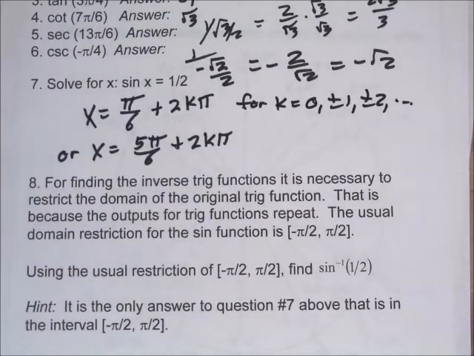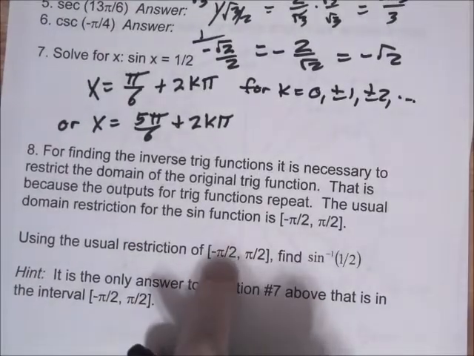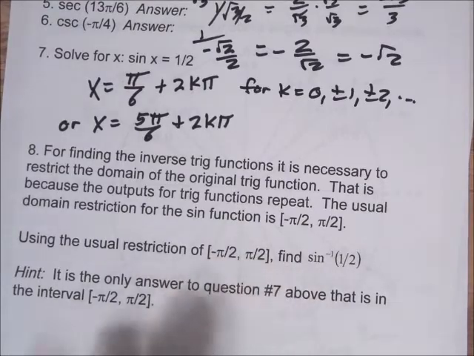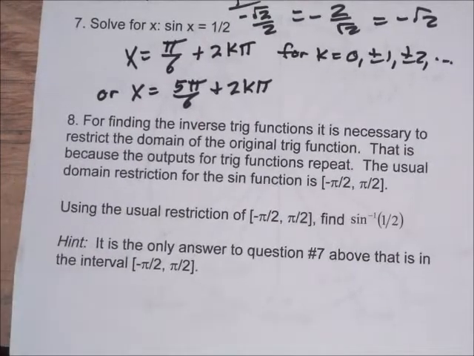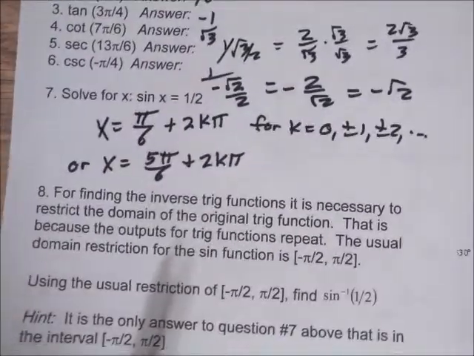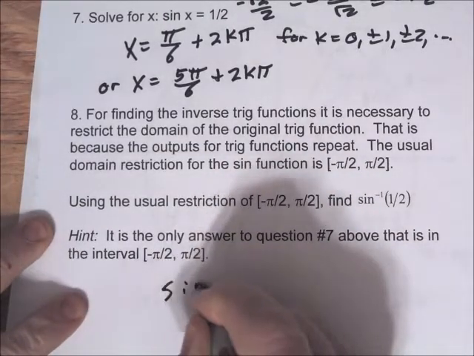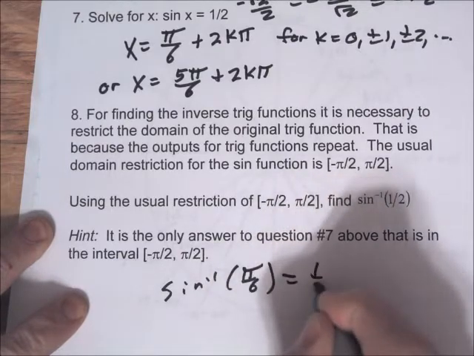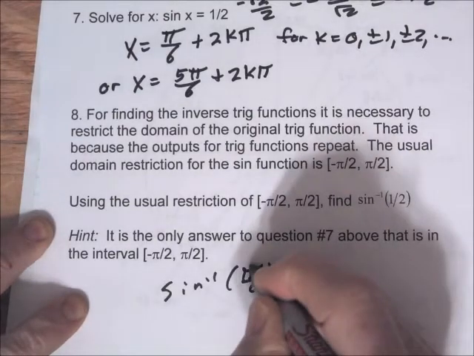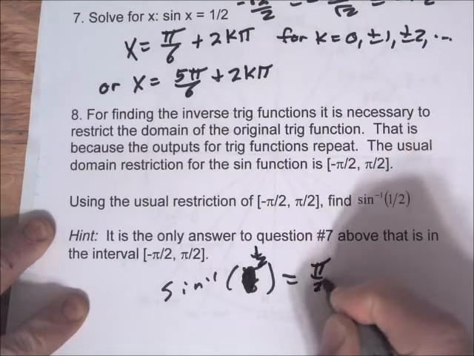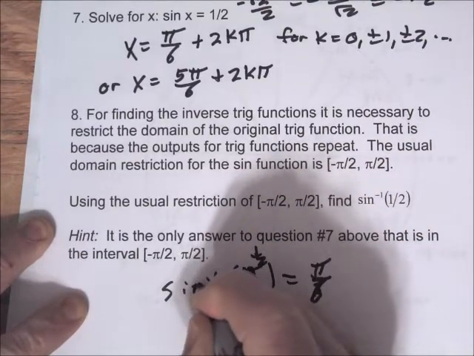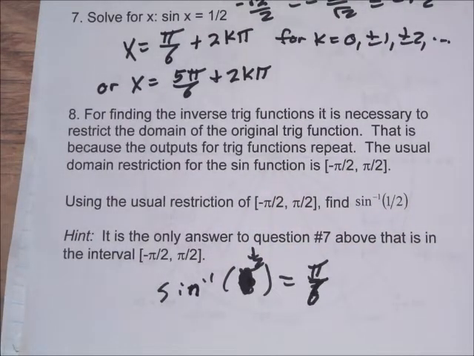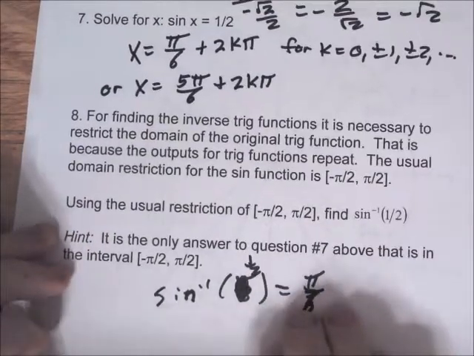Okay, so that means that the sine function is not invertible. In fact, none of the trig functions are invertible unless we restrict the domain. The usual restriction for the sine is the closed interval minus pi over 2 to pi over 2. If we restrict the domain to that interval, we get only one solution for sine of x equal to 1/2, and that's going to be pi over 6. So sine inverse of 1/2 is equal to pi over 6. If we restrict ourselves to that domain, we get only one solution.